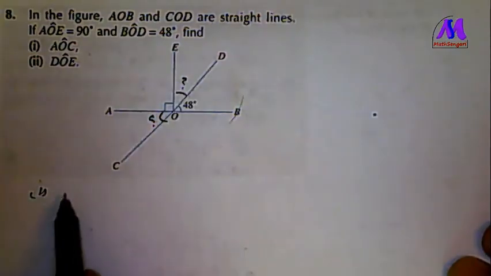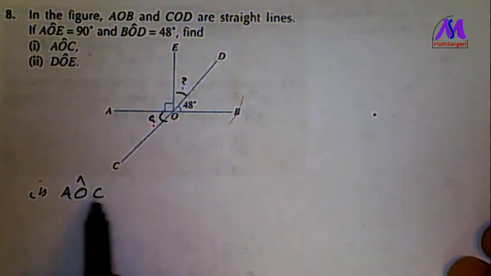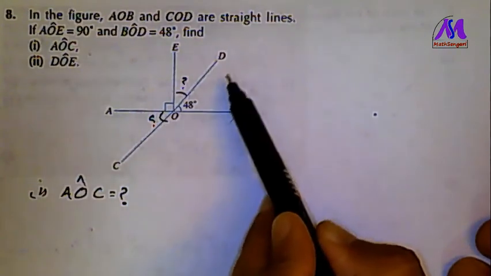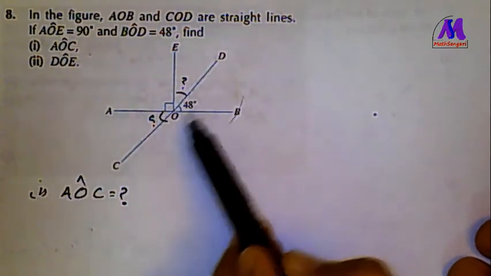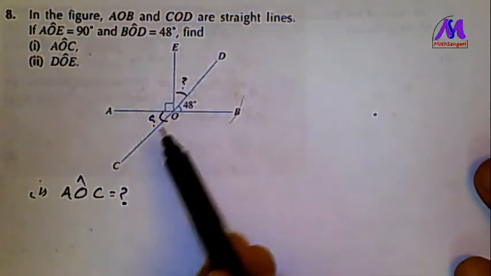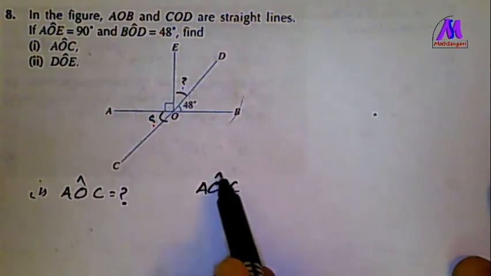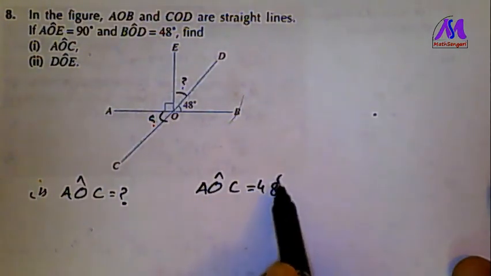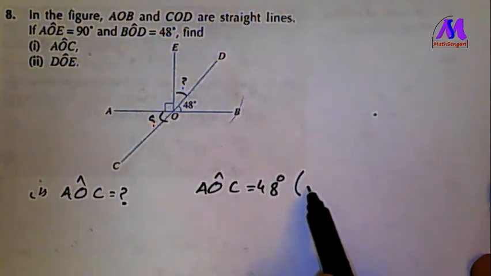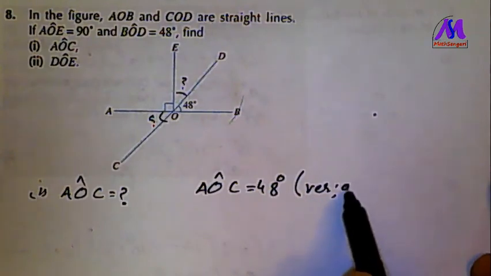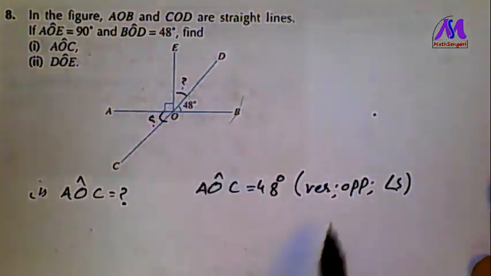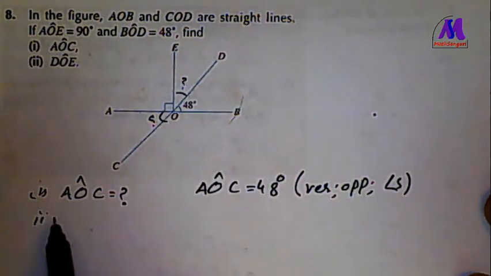Part one, we have to find the AOC angle. What will be the angle AOC? AB and CD, two straight lines, intersect each other. So these two angles will be vertical opposite angles. Angle AOC will be equal to 48 degrees, and give the reason: vertical opposite angles.